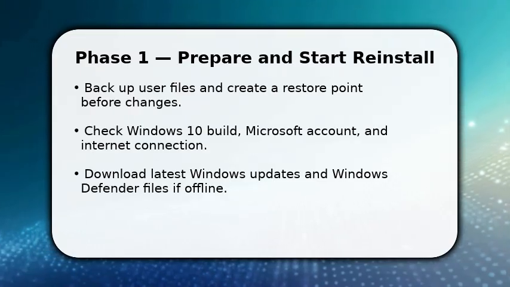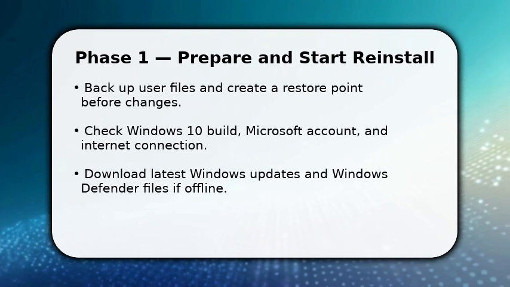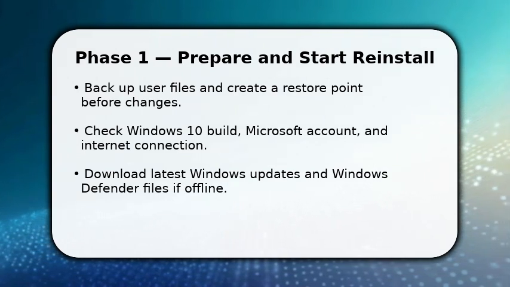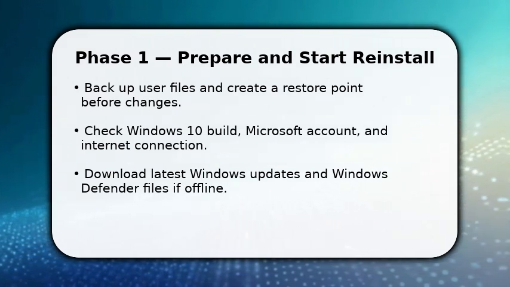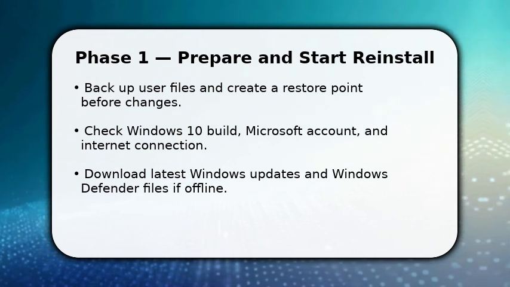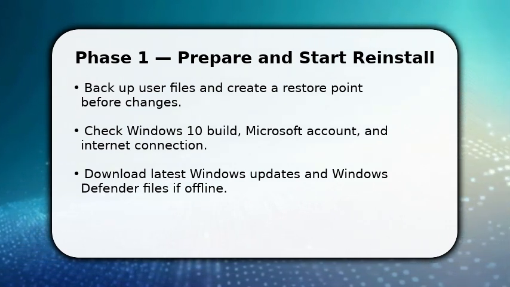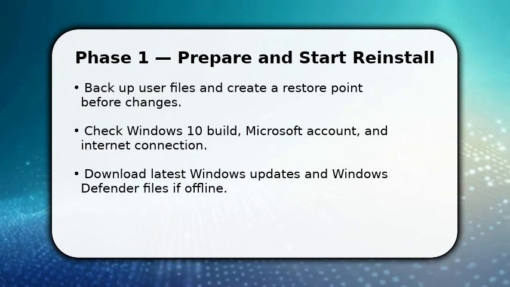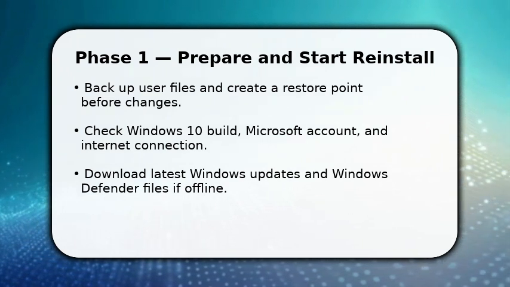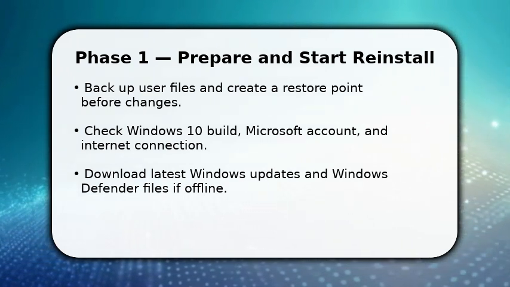You start by preparing. Backup documents and create a system restore point so you can recover if needed. Next, verify your Windows 10 build and sign into an administrator account. This ensures permissions for reinstall. Once done, confirm you have internet or have downloaded Defender updates offline.